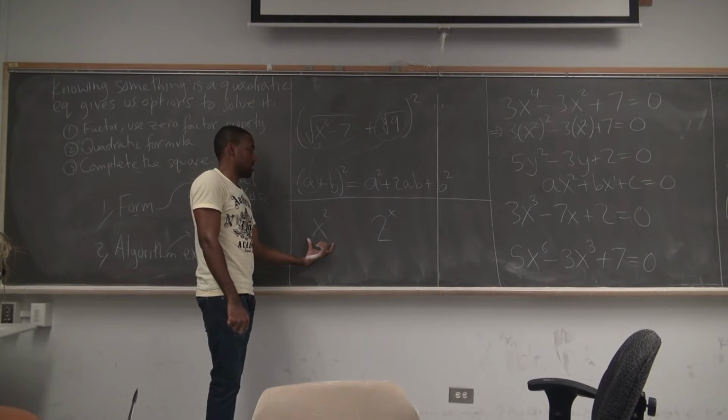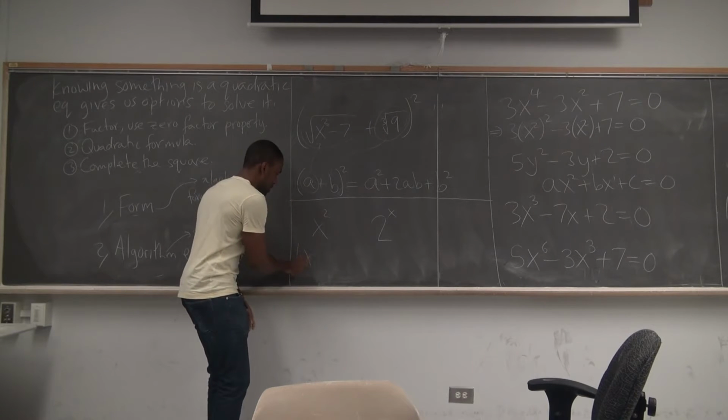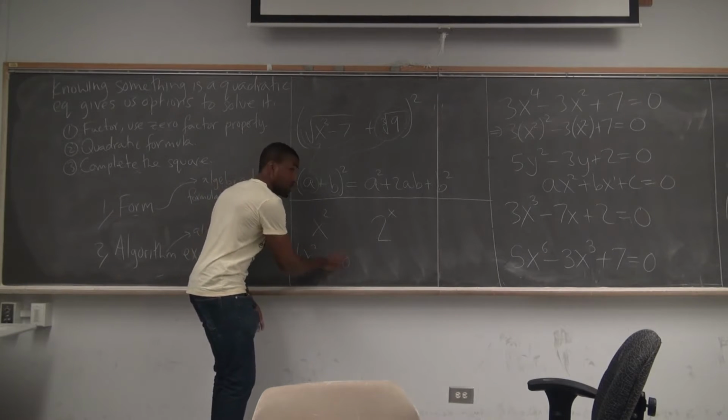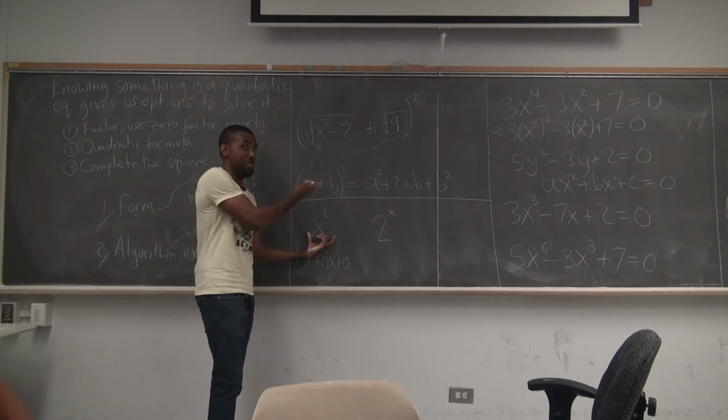Exponential. Oh. What's this? What kind of expression is it? What kind of expression is it? It's 1 times x squared plus 0x plus 0. What kind of expression is it? It's a quadratic expression. See what I'm talking about?